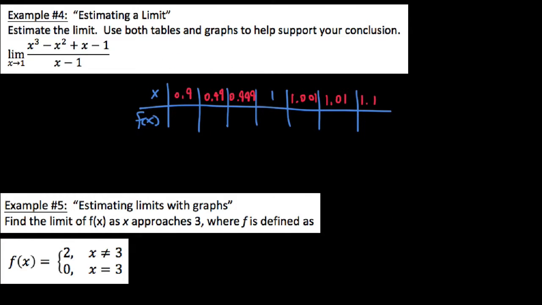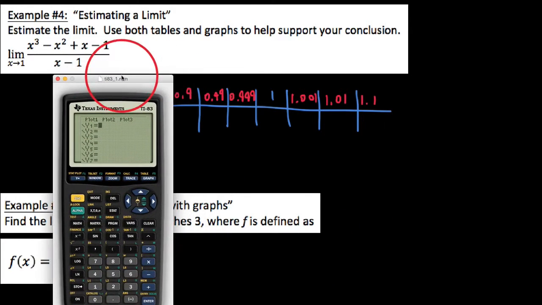Let's go ahead and throw this in our graphing calculator, starting with our numerator expression. What we end up with is x to the power 3, minus x squared, plus x minus 1, all divided by x minus 1. One thing you might notice is that if you try to plug 1 into this function, you get 0 over 0, an indeterminate form.